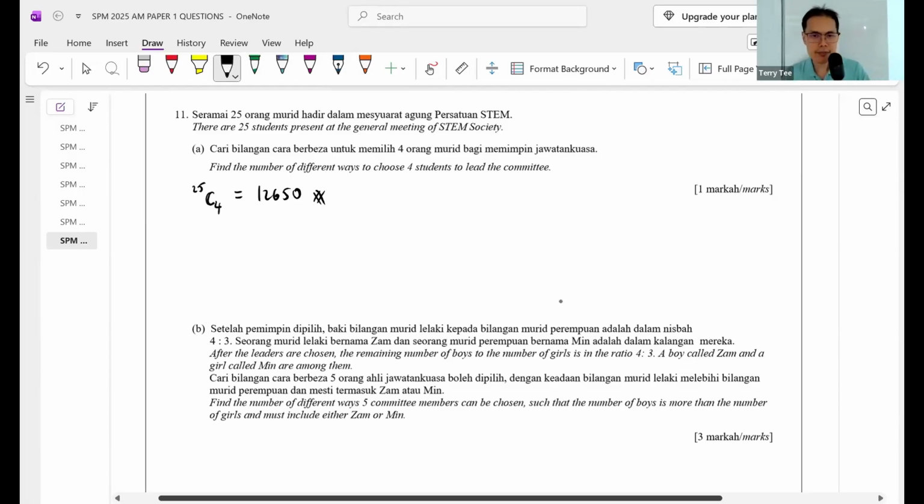Second one, you read the question first. After the leaders are chosen, the ratio of the remaining number of boys to girls is 4 to 3. A boy called Zam and a girl called Min are among them. Find the number of different ways the committee can be chosen such that the number of boys is more than the number of girls and must include either Zam or Min. Here's the thing that I don't like about this question. When you say either Zam or Min, what does it mean? Can I have both? What do you think? Do you think the question means either one but not both?